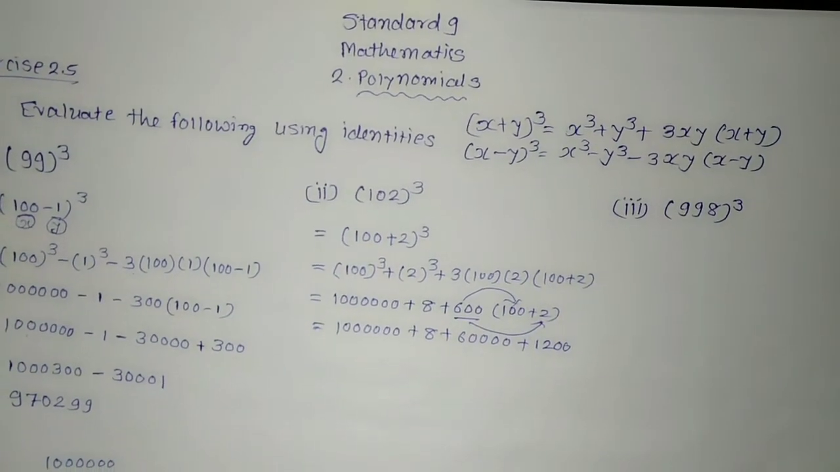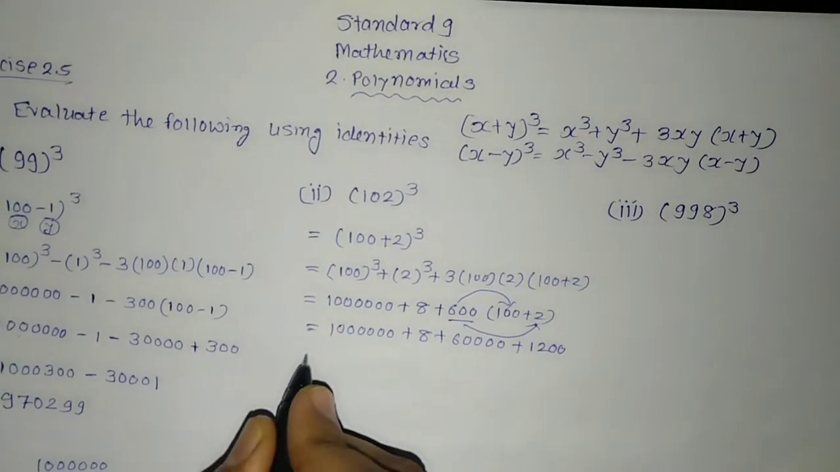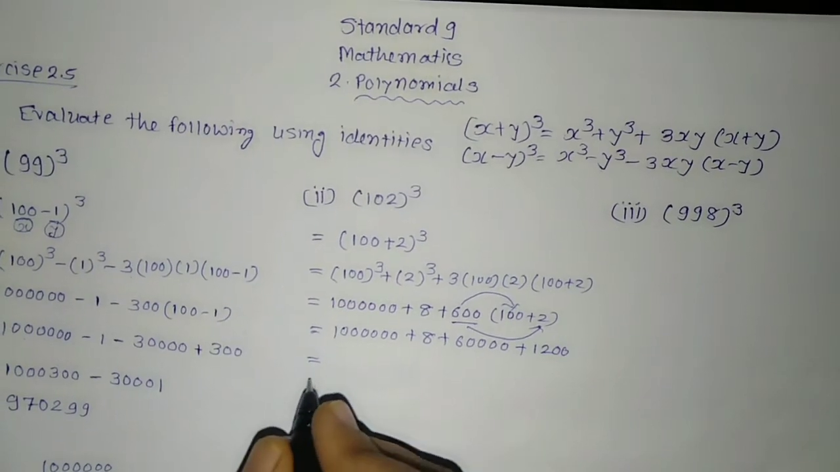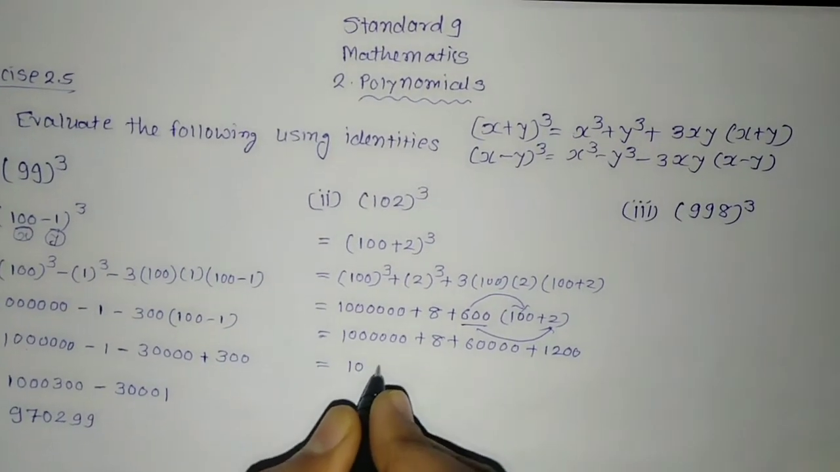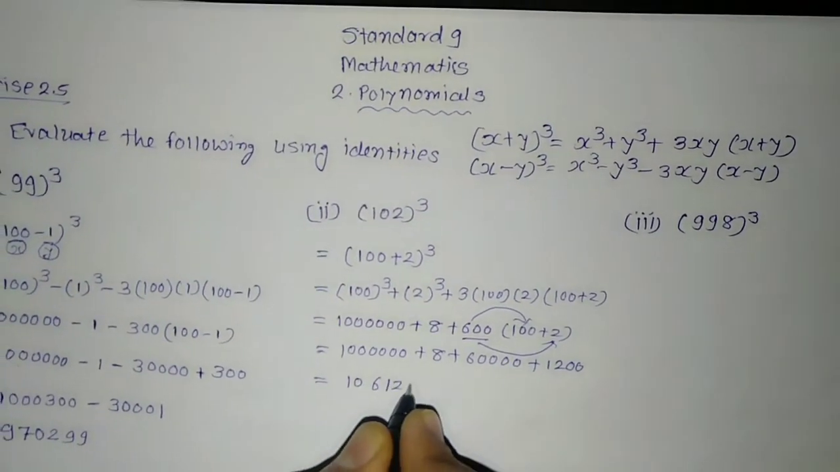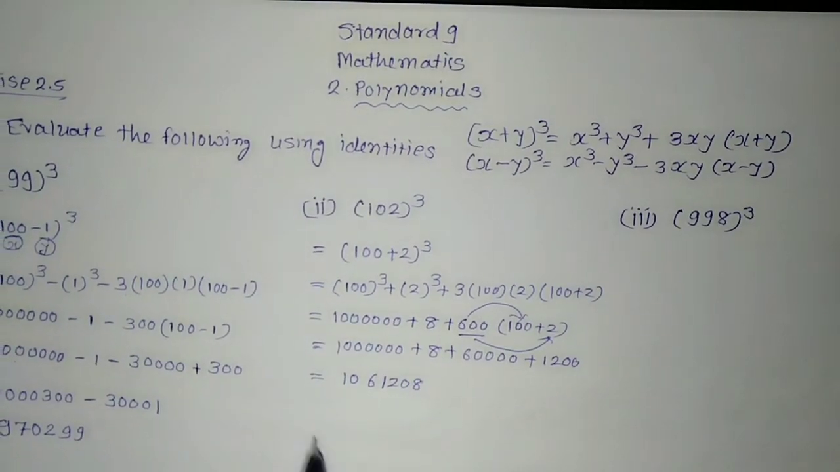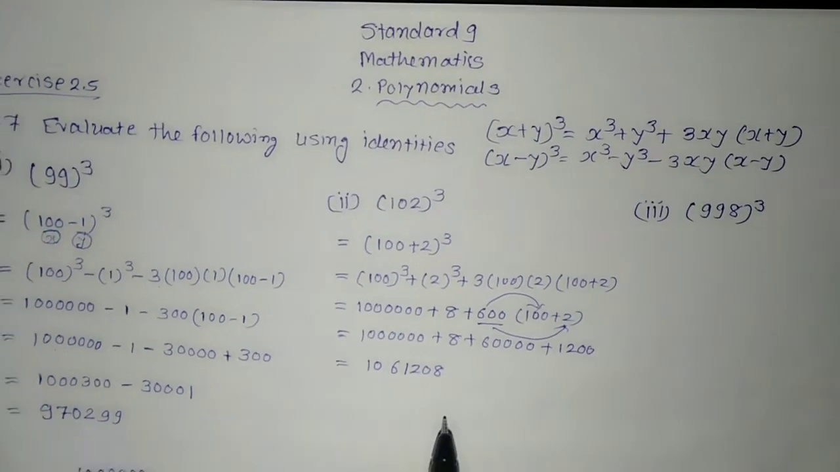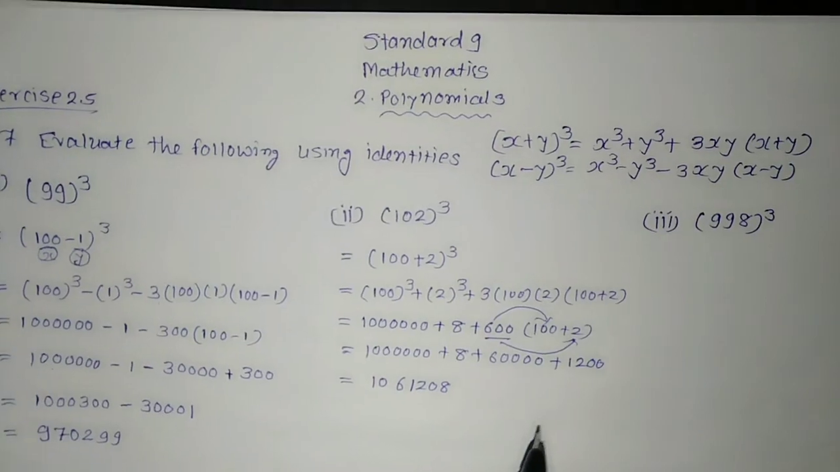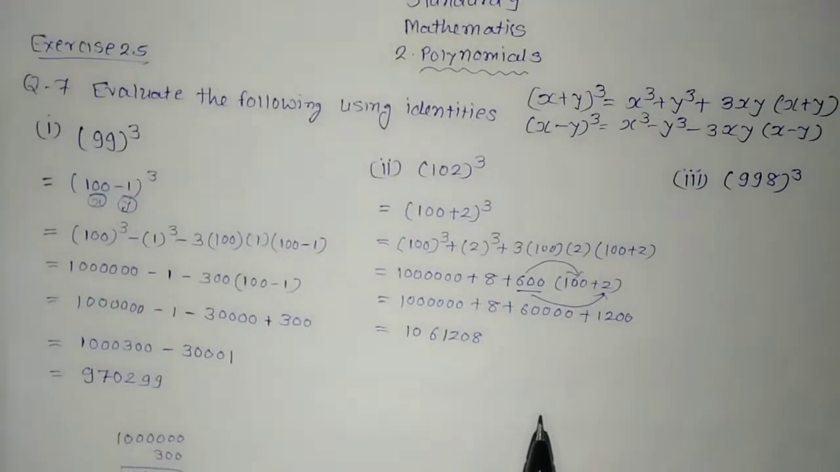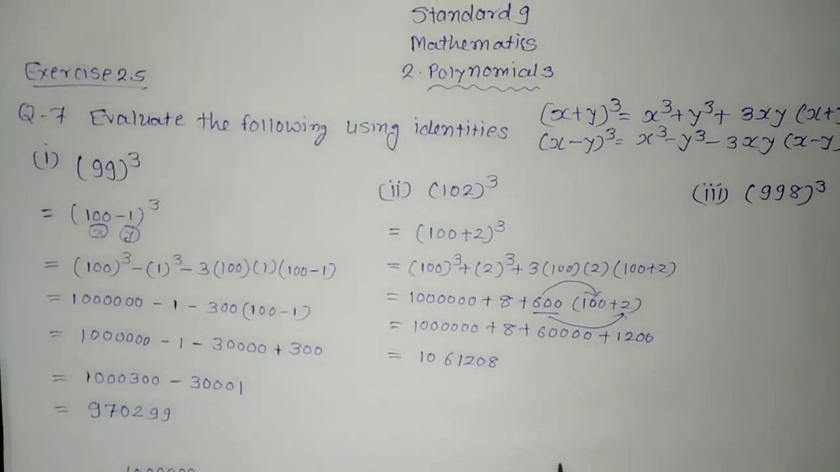Now you know how to do the addition of all of this. You will do the addition, then ultimately you will get the answer 1061208. You can try for this. I have not done it just because you can do the addition and subtraction very easily. This is the thing that you have learned in the previous standards.